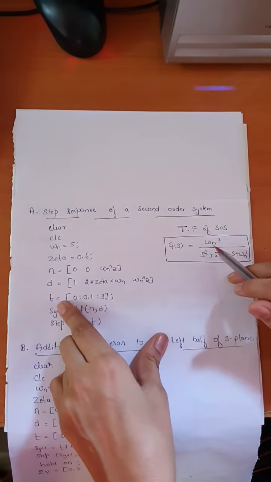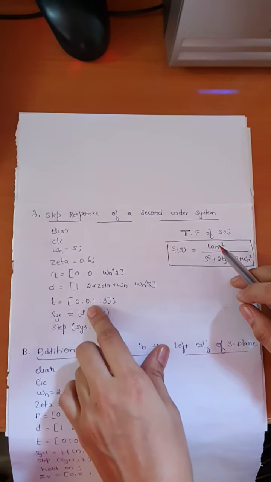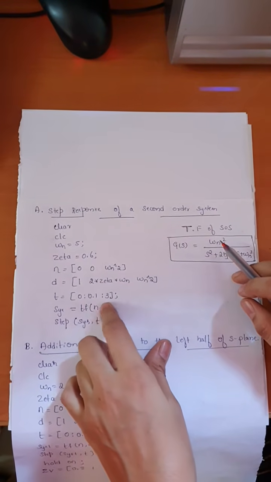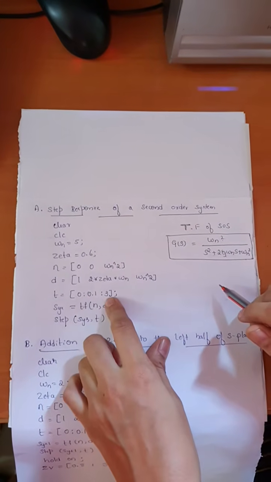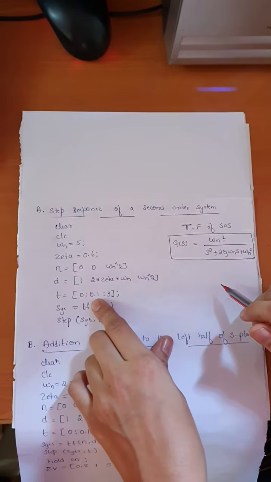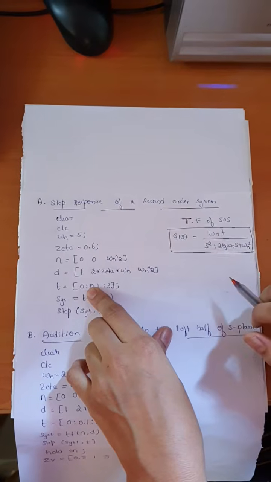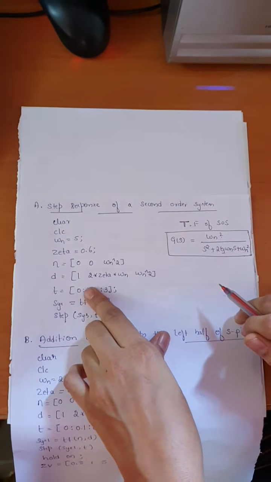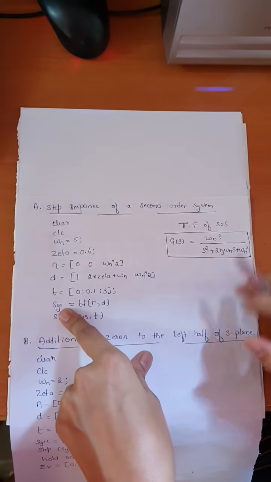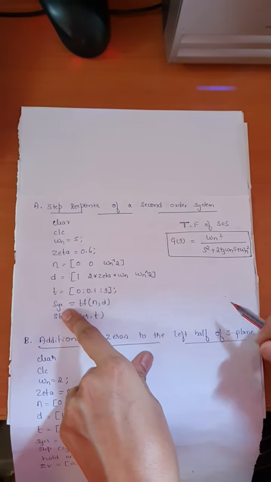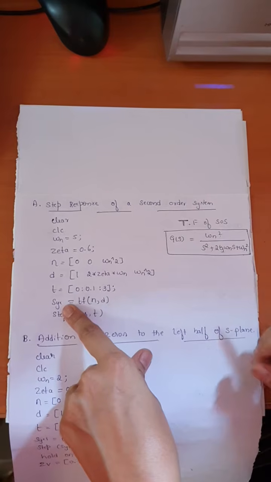Next is time. Time will be equal to 0 colon 0.1 colon 3. What does it indicate? In the graph it will start from 0 and end at 3 with a time gap of 0.1. The colon is basically used for defining a particular time range or function, so that is why we use the colon here. Next is the system. We need to find the step response of the system. Step response is basically the input we give to the system in terms of steps.